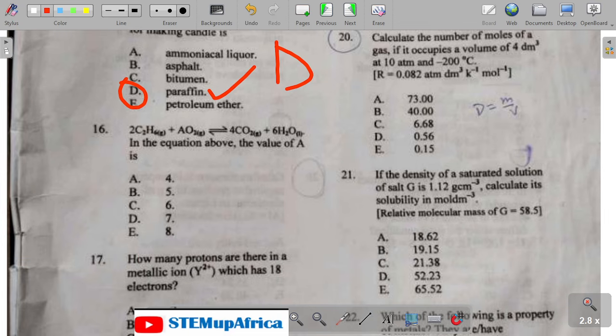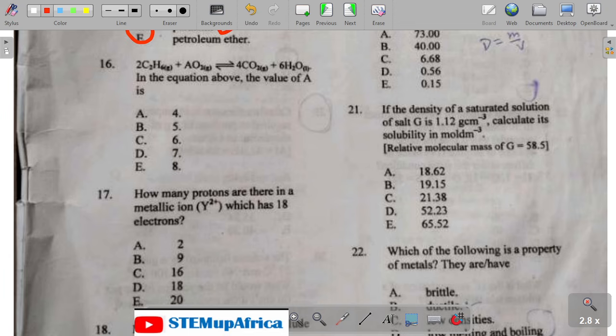Then number 16, we have two balancing equations. Carbon is 4. Let's calculate the total oxygen here. Oxygen here is 8 plus 6, which gives us 14 oxygen. So here 2 times 7 will give us 14, which is D.